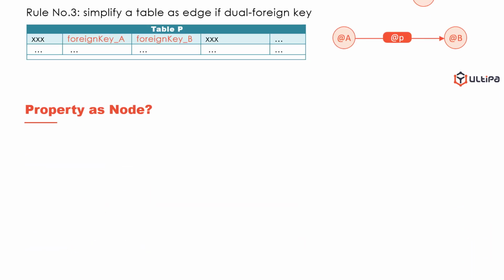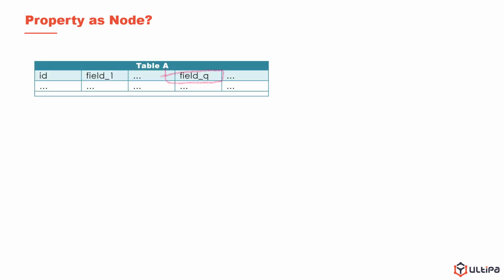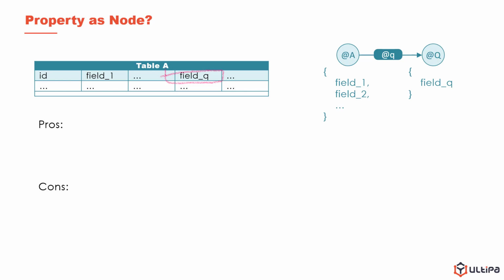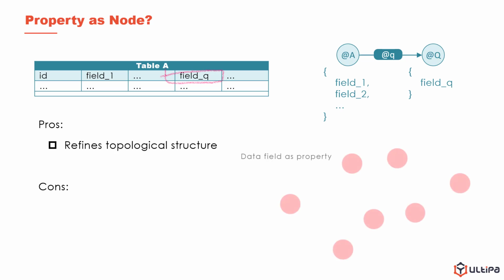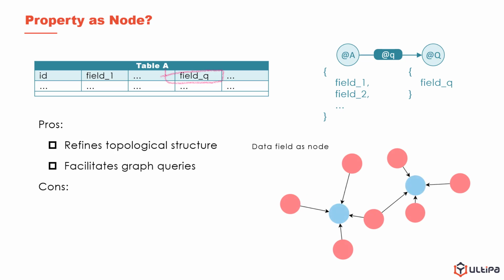In case there's need to abstract any data field as node, define the table and the data field as two node schemas, and define an edge schema between them. And make sure that you assess the pros and cons before abstracting data fields as nodes. Abstracting data fields as nodes refines the topological structure of the graph. And a good topological structure facilitates graph query.